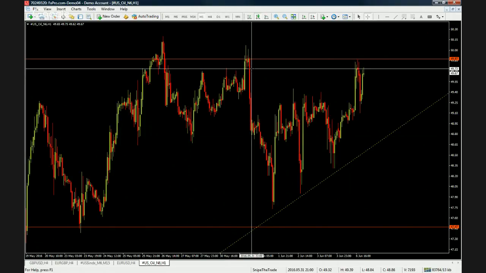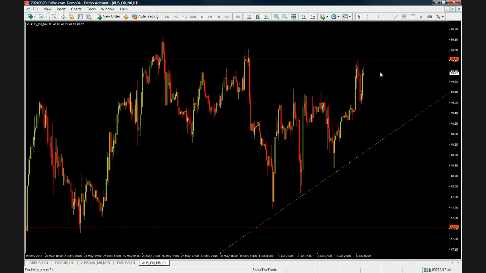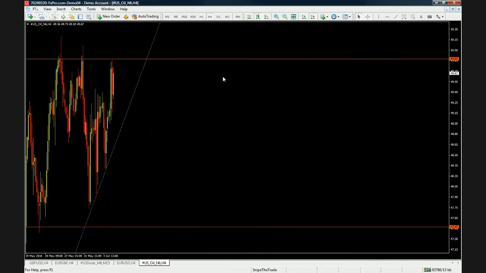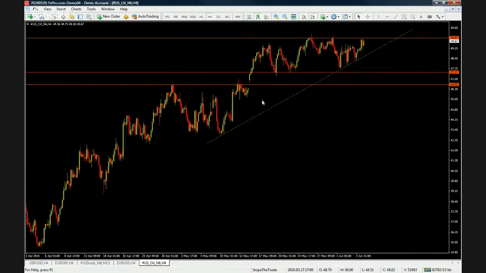If I'm not mistaken, we took 70 or 80 ticks out of the move, and basically that's it. We are just waiting for a break above or break below this huge wedge that price action is trapped in.